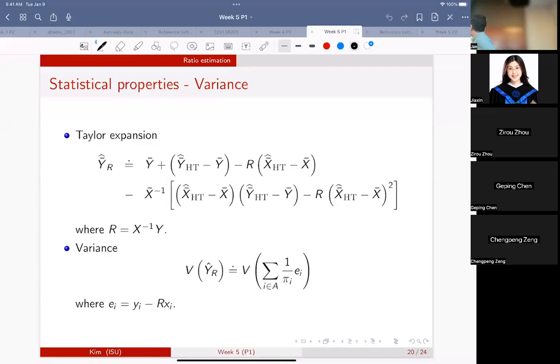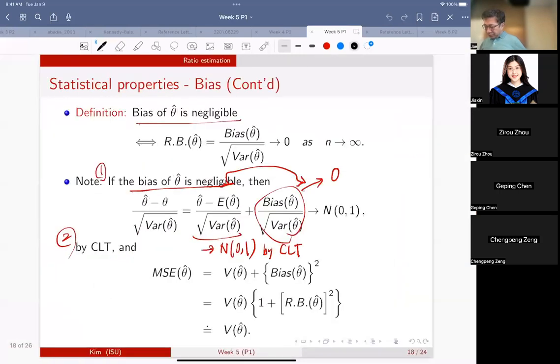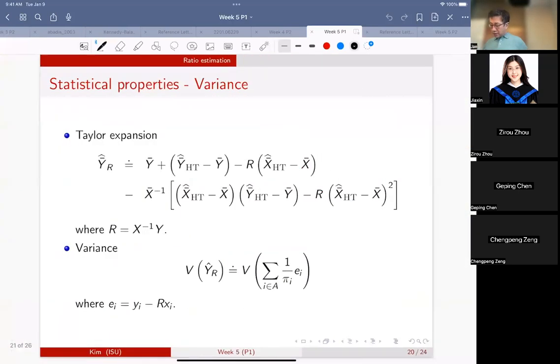Okay, so we'll continue with ratio estimation and then move on to regression estimation. Previously we focused on bias and ratio bias, and now we're going to move on to variance.